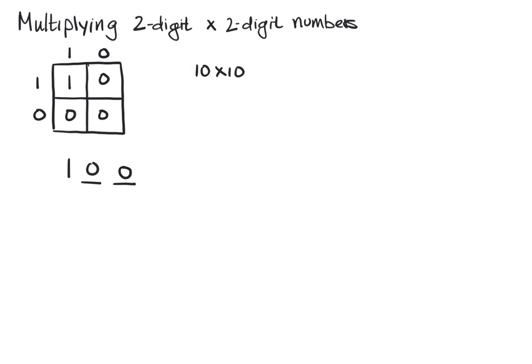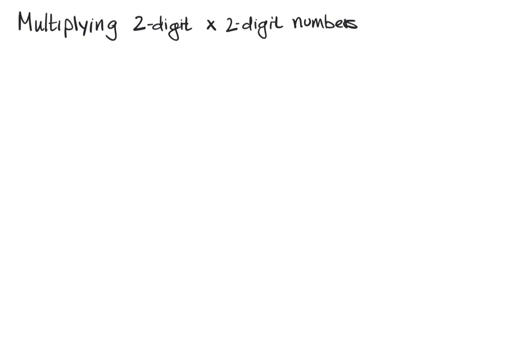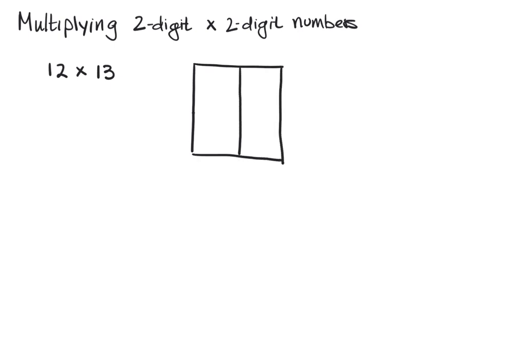So let's try a harder one. This time I'm going to multiply 12 times 13. So I'll make my box, and I'll cut it vertically and horizontally, and then I'll put the 12 across the top, the tens in one column, the ones in the other, and I'll put the 13 down the side, the tens in one row, the ones in the other row, and then I start multiplying.